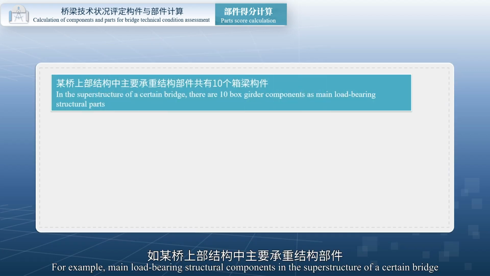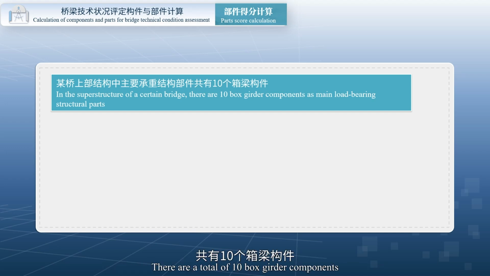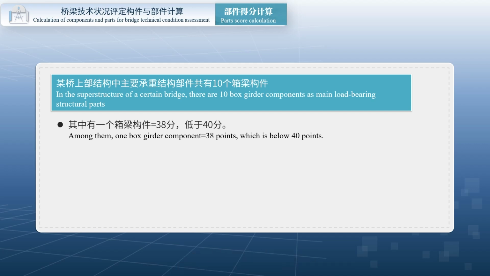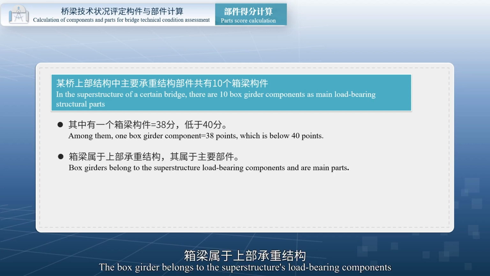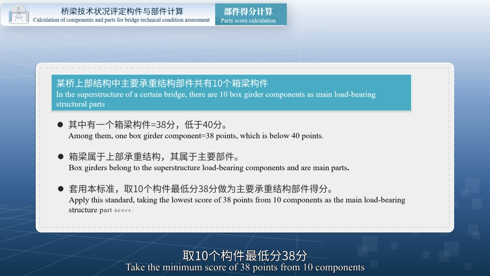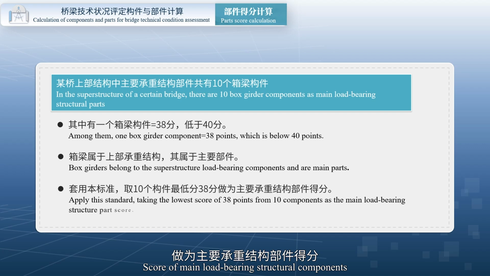For example, main load-bearing structural components in the superstructure of a certain bridge. There are a total of 10 box girder components. Among them, one box girder component equals 38 points, below 40 points. Refer to Table 3.2.2. The box girder belongs to the superstructure's load-bearing components. It belongs to main components. Apply this standard. Take the minimum score of 38 points from the 10 components as the score of main load-bearing structural components.